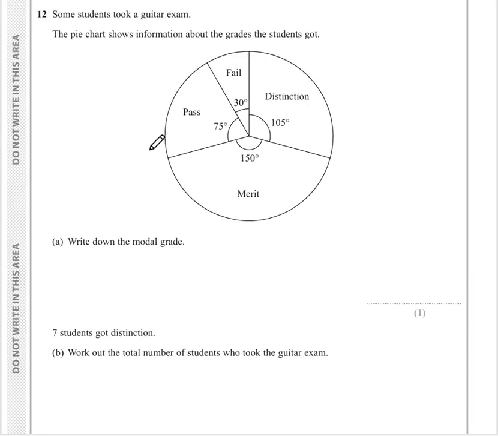Question 12. Some students took a guitar exam. The pie chart shows information about the grades the students got. We've got pass, fail, distinction and merit, and we've got the degrees included. I'm going to write down the modal grade. So the modal comes from the mode, which is the most common. So we can see the biggest slice here is going to be merit.